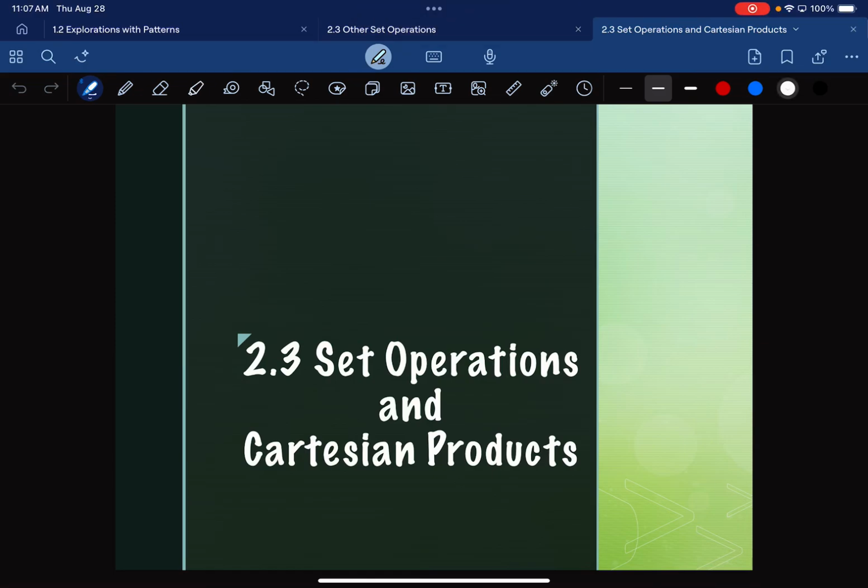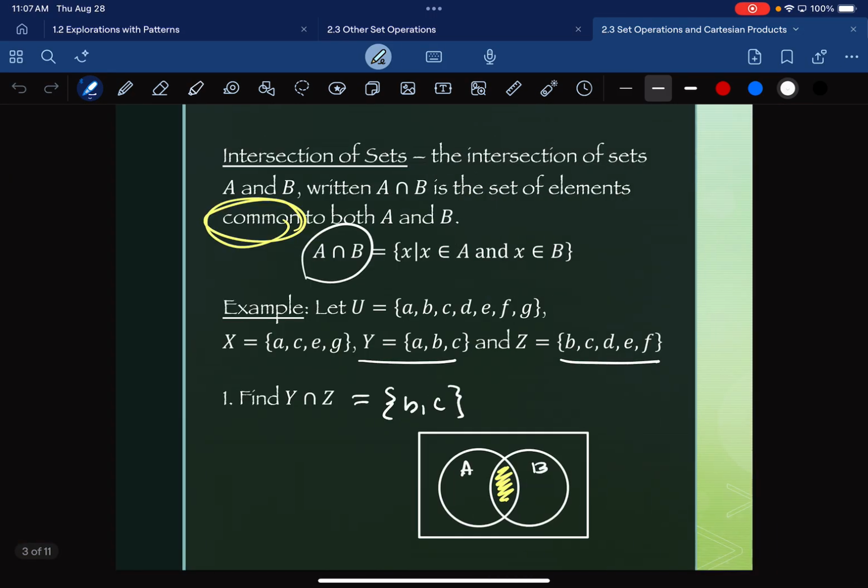All right, so we started section 2.3 last time. Just as a reminder, real quick, of where we were. We had encountered first something called intersection of sets. Intersection of sets is things that sets have in common. And so we see this shaded area below, and it's the part where they overlap.